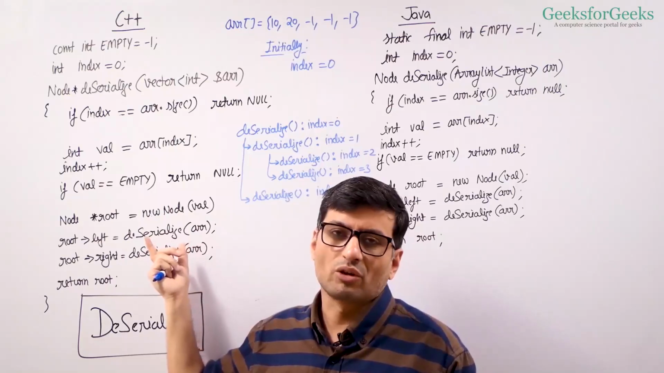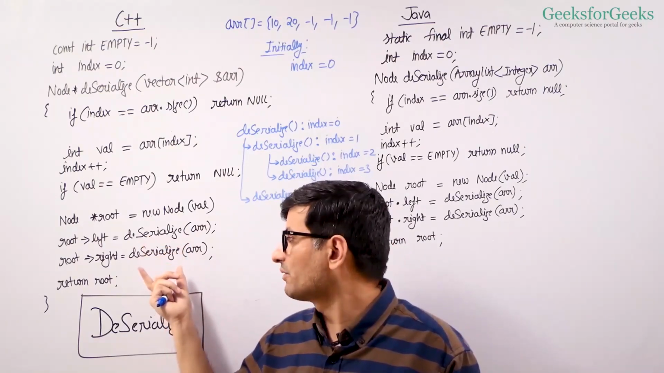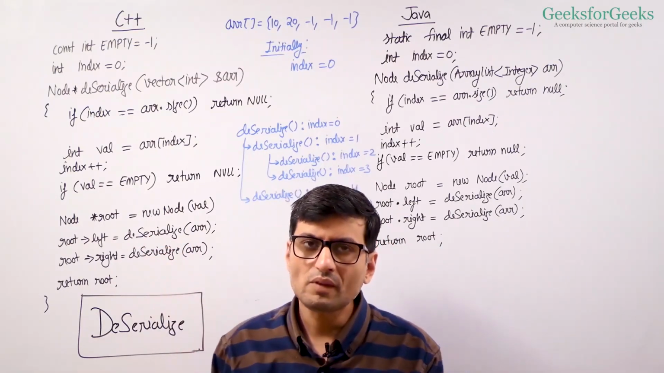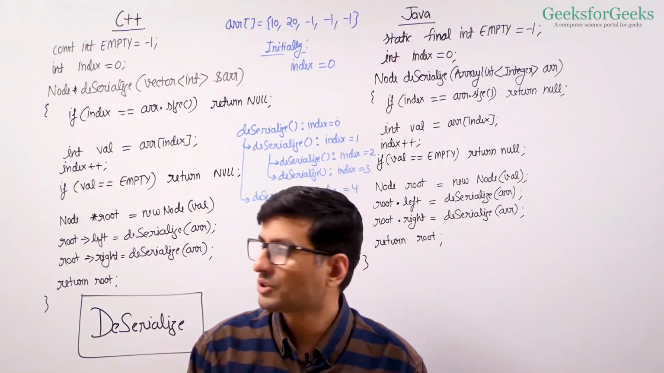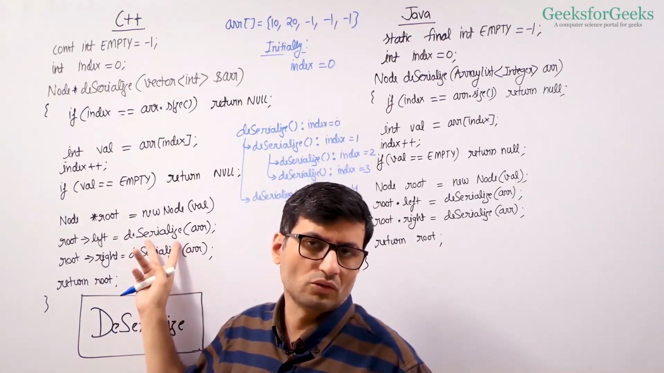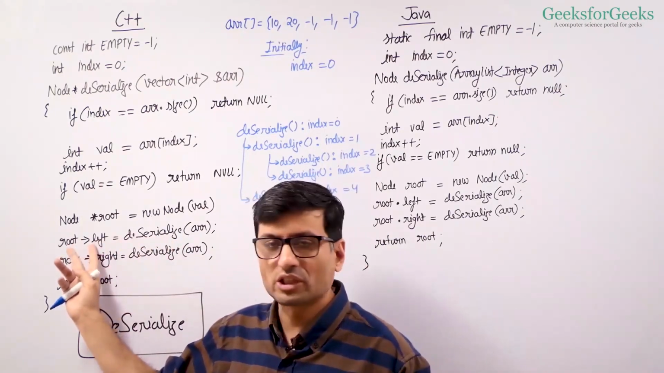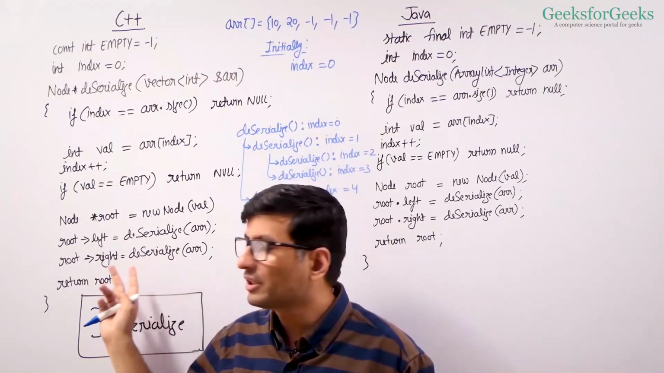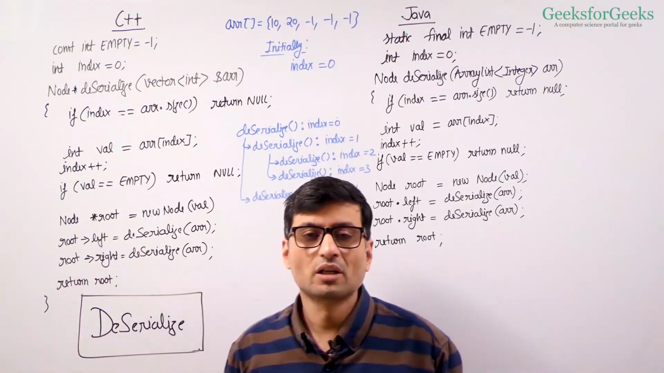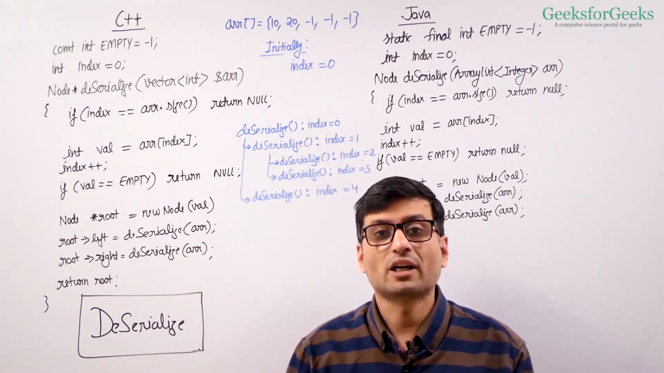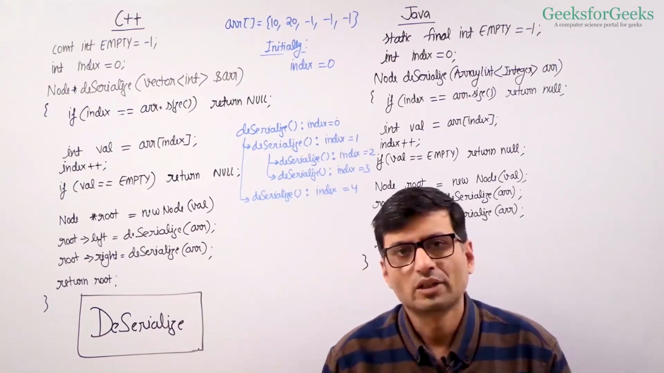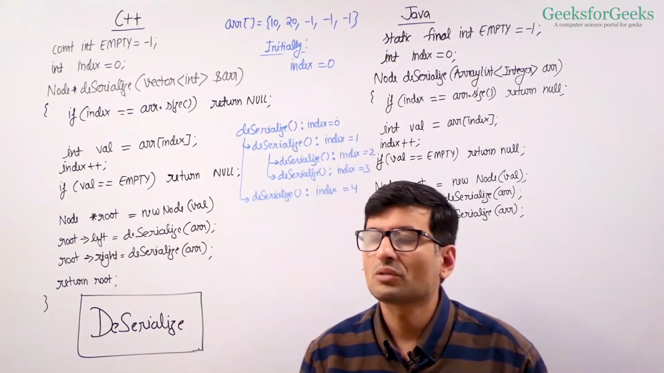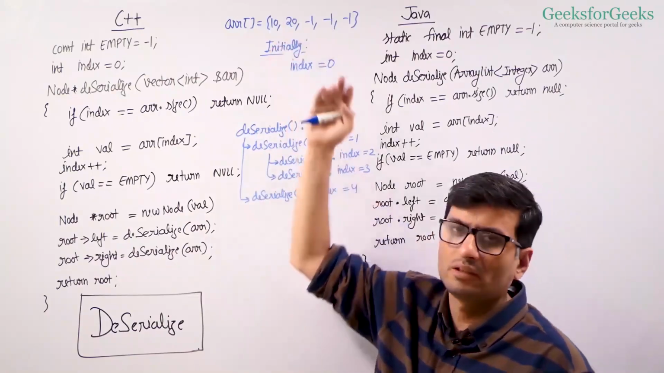We recursively call for the left part, recursively call for the right part. Whatever left part returns, we link that subtree with the root's left. Whatever right part returns, we link that subtree with the root's right. And once left and right are linked with the root, we return the root. Let us now see working of this code with this example input array.